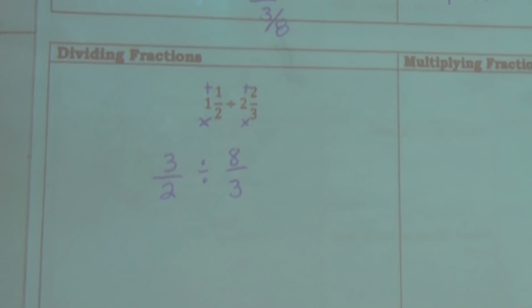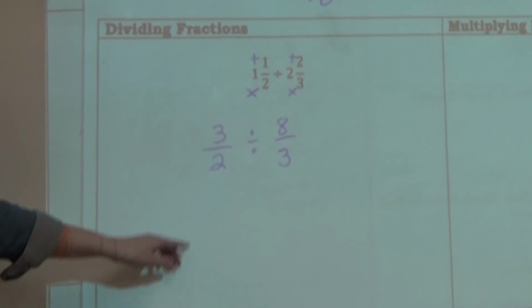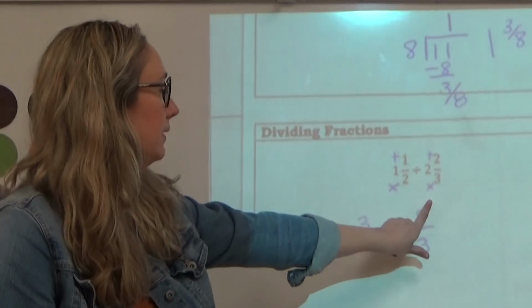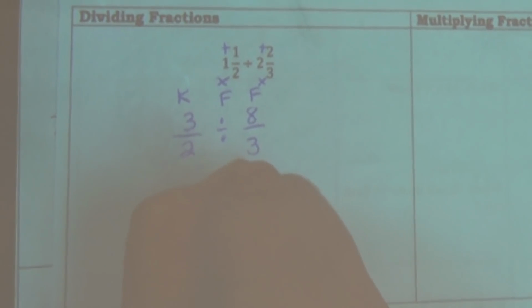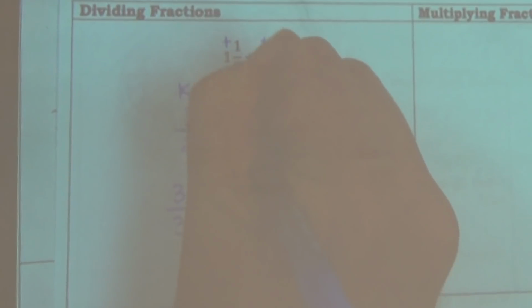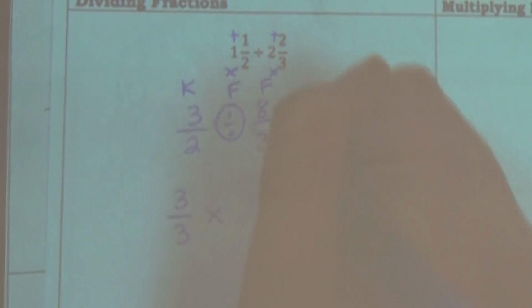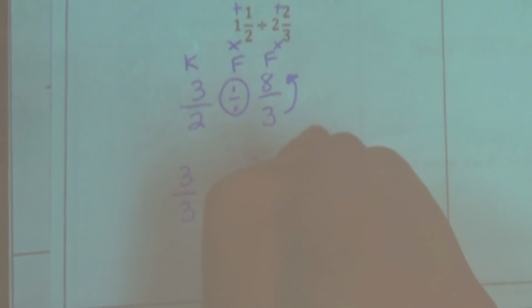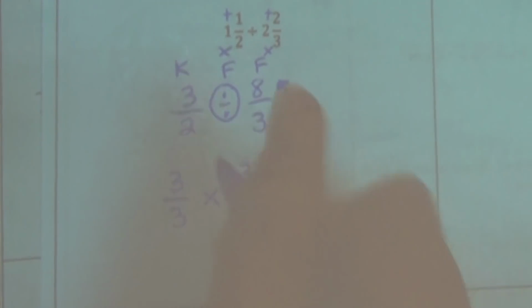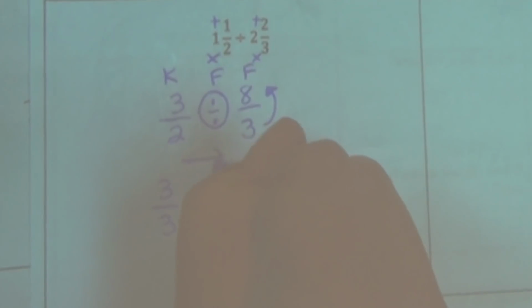To divide, we'd actually never divide fractions. It's kind of weird. We're going to keep, flip, flop. So we're going to keep the first fraction the same. Flip, divide to multiply. And flop over our second fraction. Now we can multiply straight across.